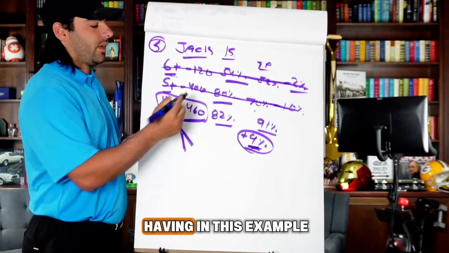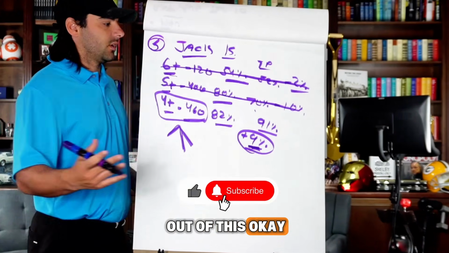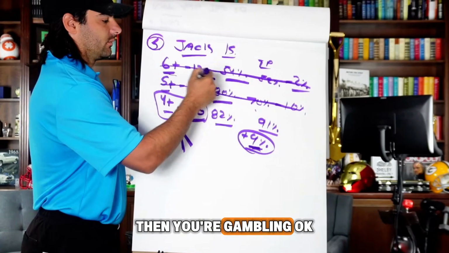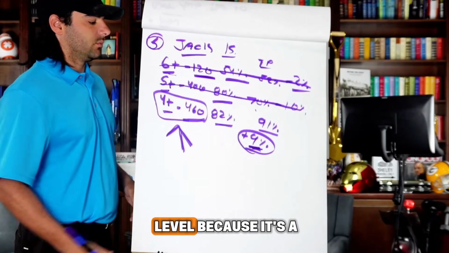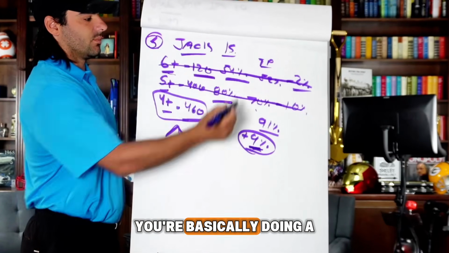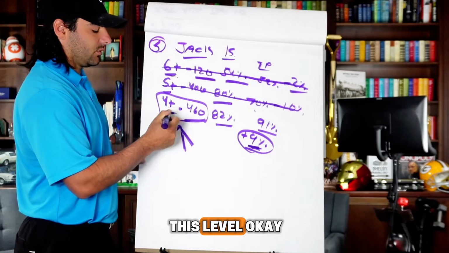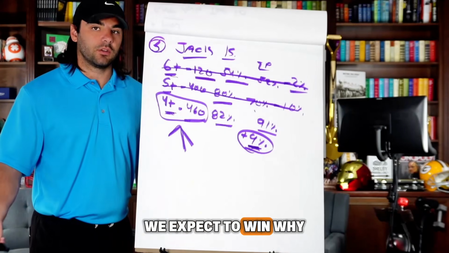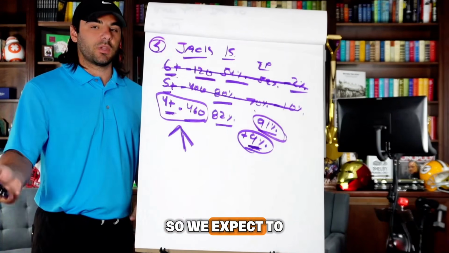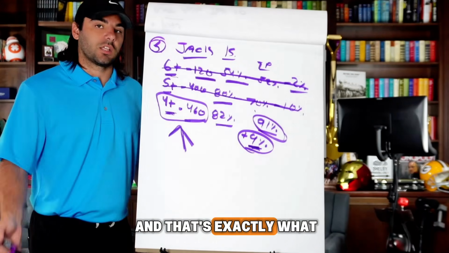So what ended up happening in this example is we pretty much took the gambling aspect out of this, okay? Because if you were to pick 6 plus, then you're gambling, okay? You're gambling at that level because it's a 50-50 and you have a negative 2% edge. You're basically doing a casino game there at 6 plus and you're gambling. We're not gambling at this level. Okay, we expect to win. Why? Because we have a 91% true probability of that happening. So we expect to win. As long as the guy doesn't get hurt, we should win this. And that's exactly what happened.